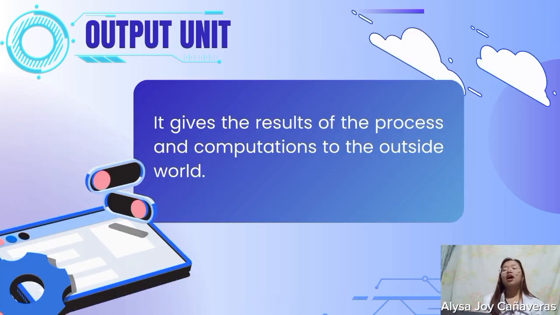So we are at the output unit, and the output unit gives the result of the process and the computations to the outside world. Going back to the input unit, it is any device that could enter data into the computer. From the word output, it is anything that could give the result of the data to the outside world. So in the input, it is anything that could enter data, while in the output, it is anything that could give the result to the outside world.